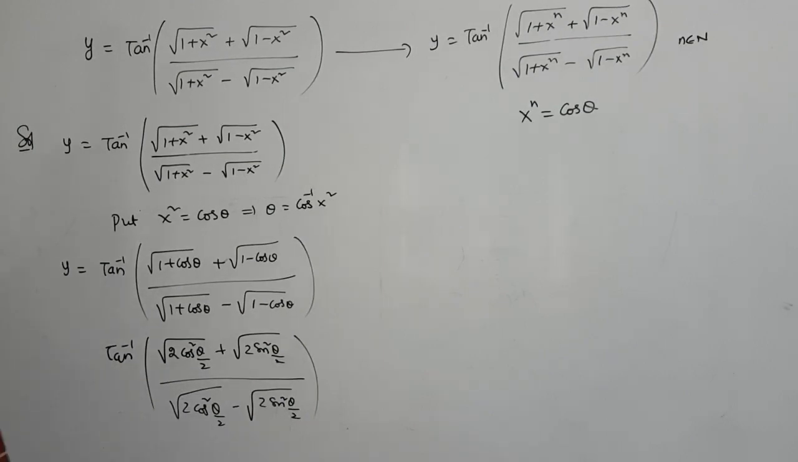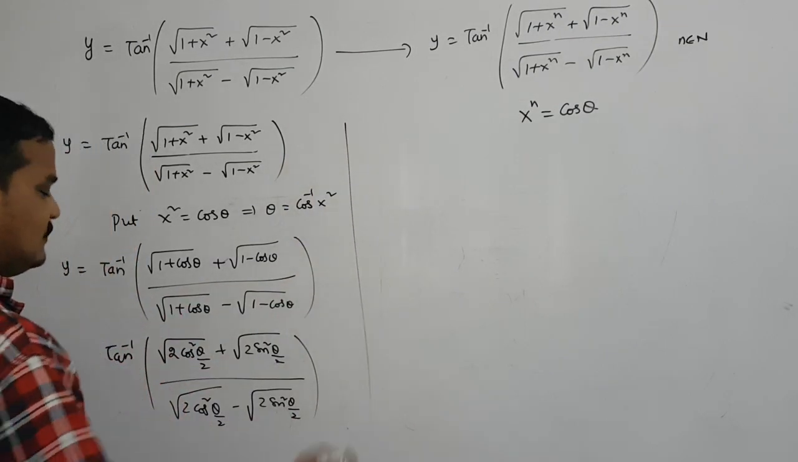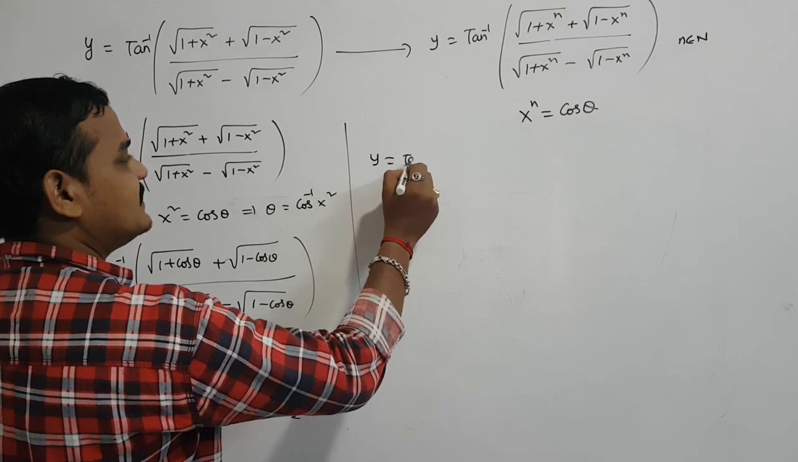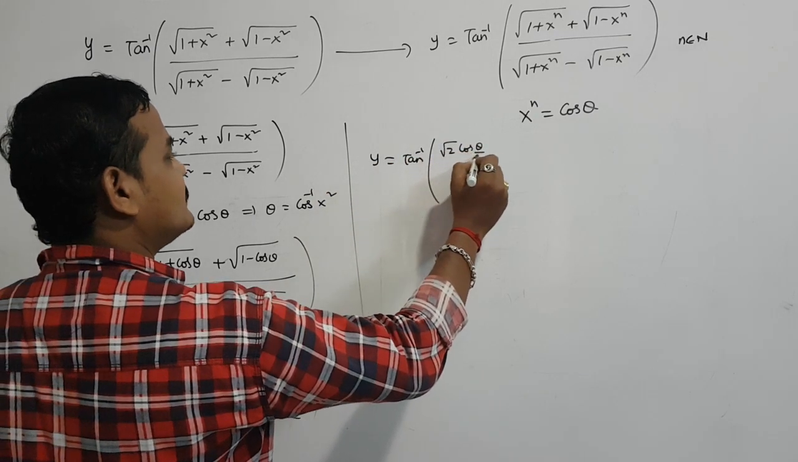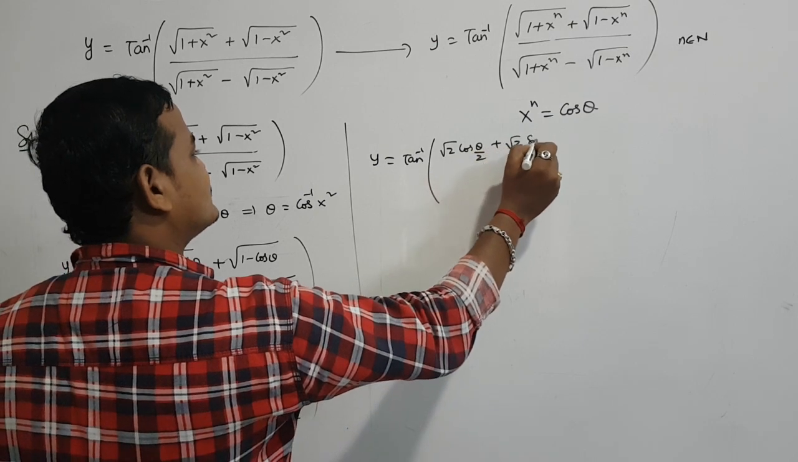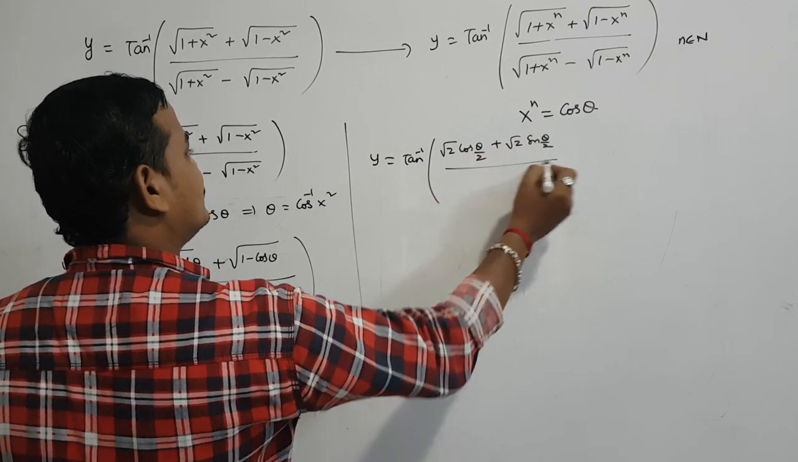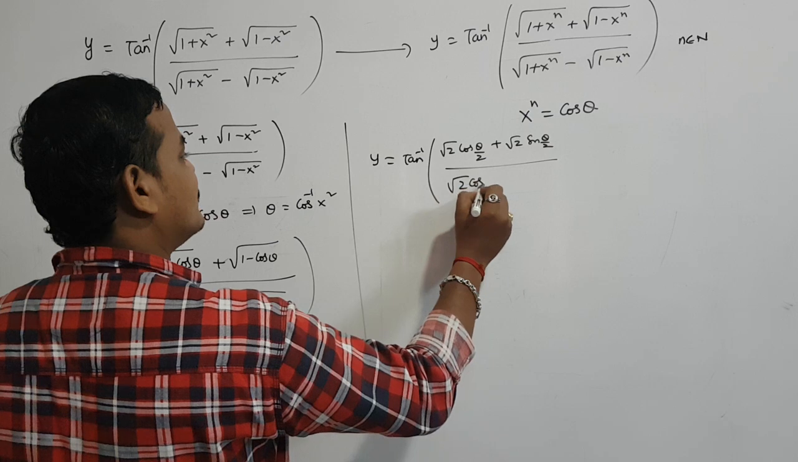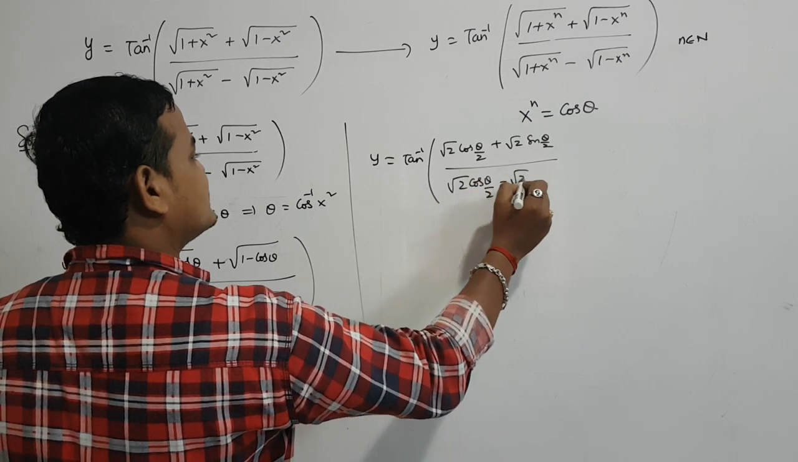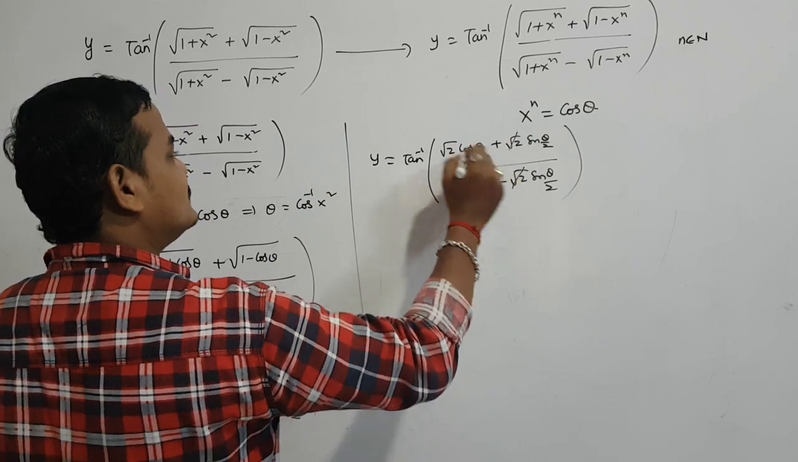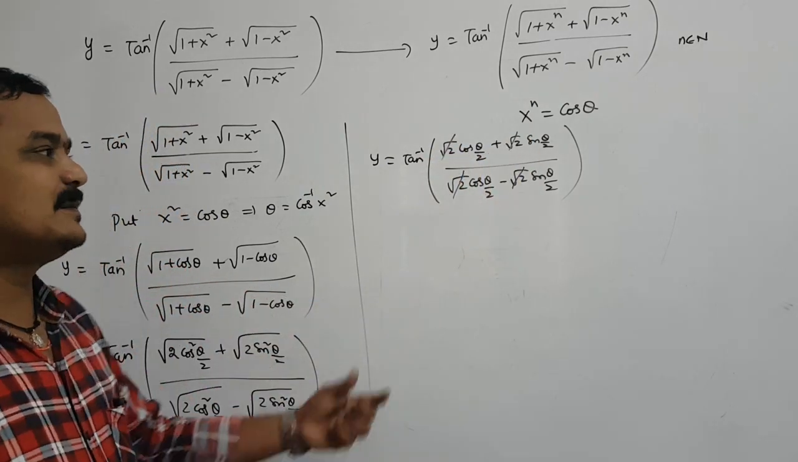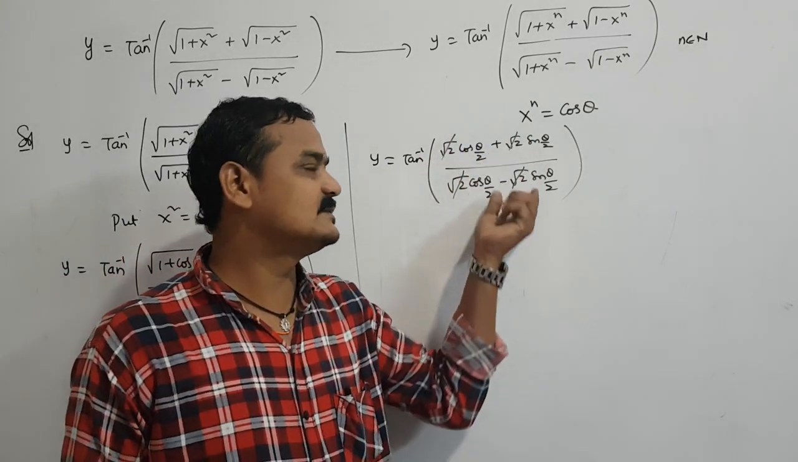With root cancellation, what can you get in that type? y is equal to tan inverse of root 2 into cos theta by 2 plus root 2 into sin theta by 2 by root 2 into cos theta by 2 minus root 2 into sin theta by 2. Every time, root 2 is cancelled. By the simplification method, we have already simplified this problem.